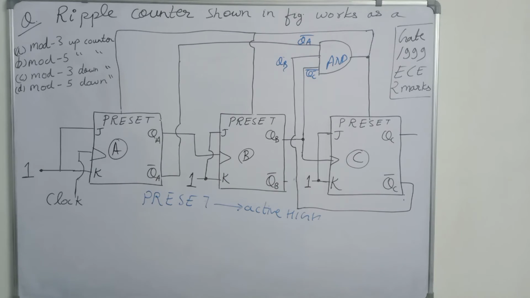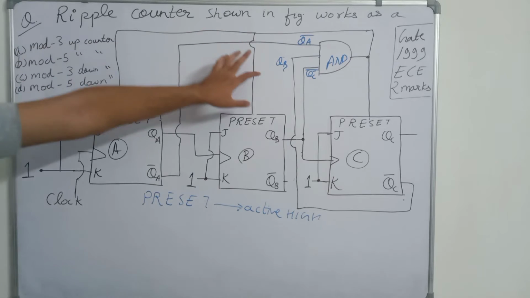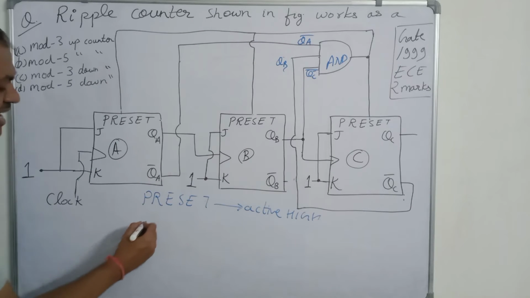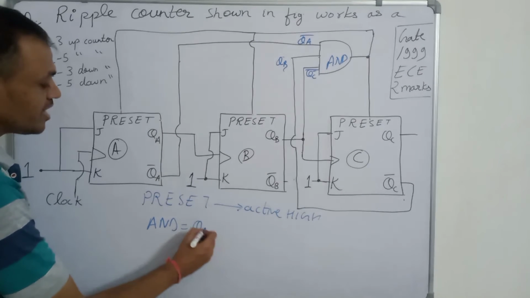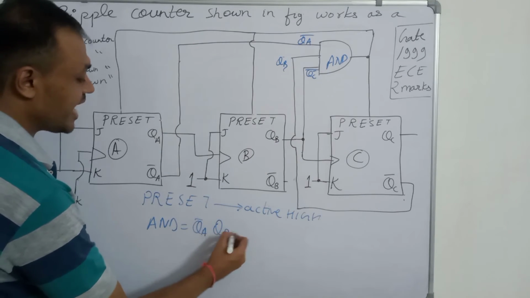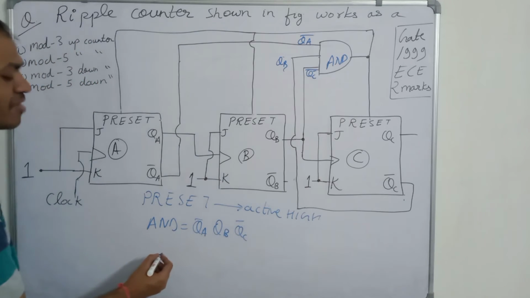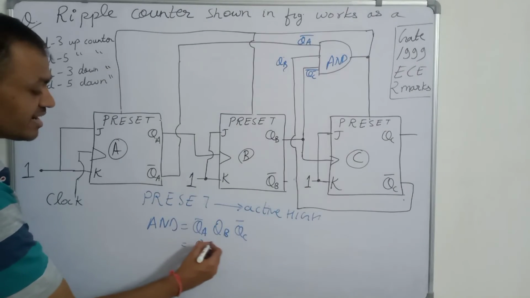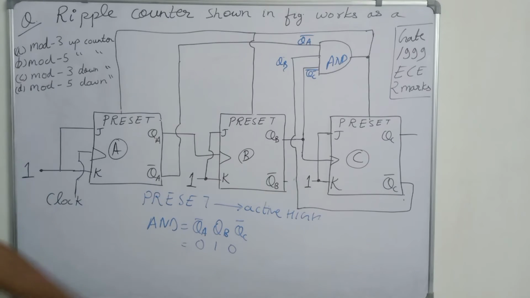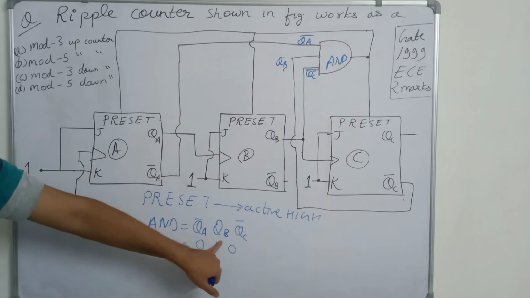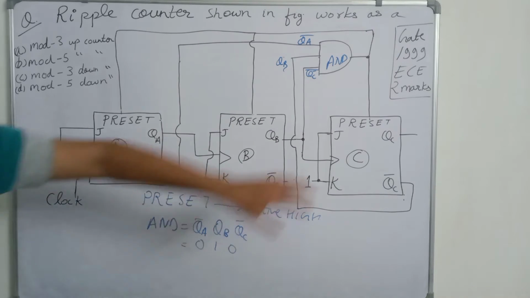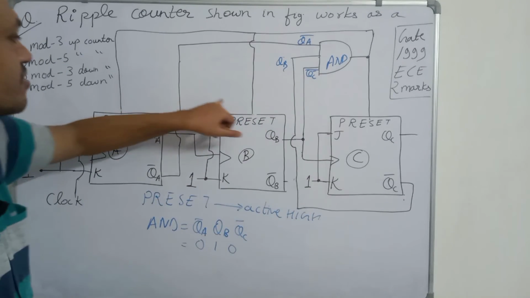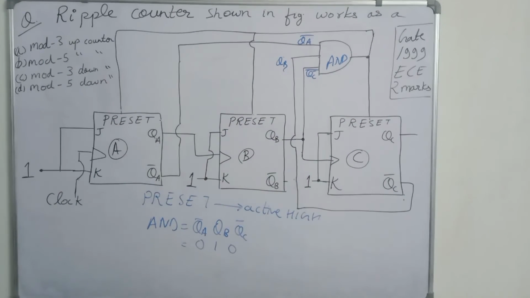When the preset is present, the AND gate inputs are QA bar, QB and QC bar. So when QA bar is 0, QB is 1 and QC bar is 0, then the AND gate will give an output of 1. So all these flip-flops will preset to 1 1 1. So the initial state will be 1 1 1.